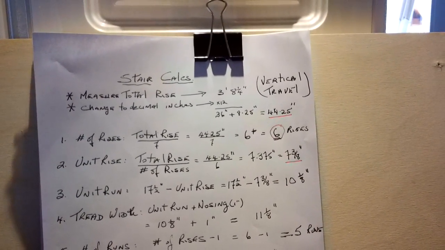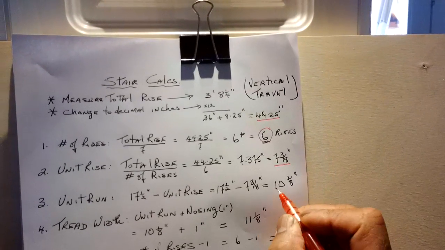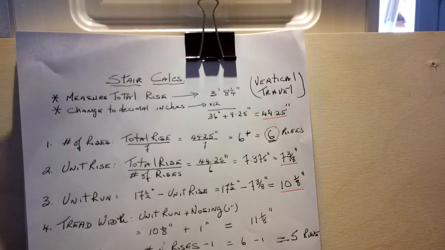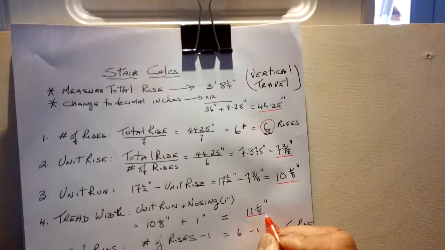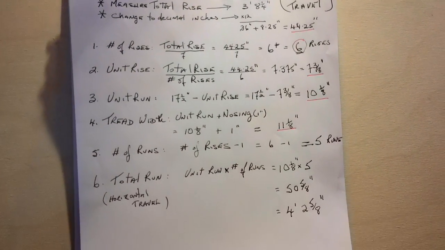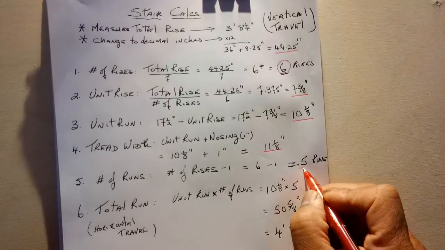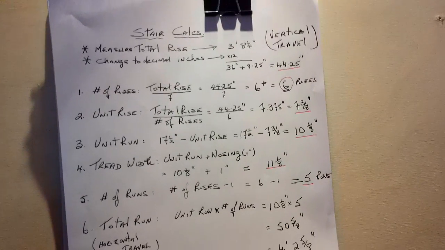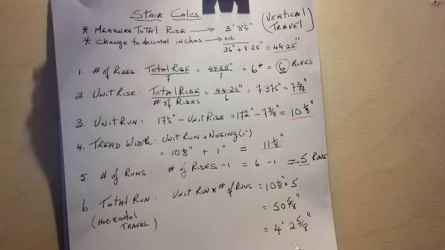Next, we took 7 3/8 away from 17½, following our stair convention, and that gave us 10 1/8 inches for a unit run. For the tread, we added 1 inch for nosing, and that gave us 11 1/8 inches. And then for our number of runs, we took 1 away from our number of rises, and that gave us 5 runs.